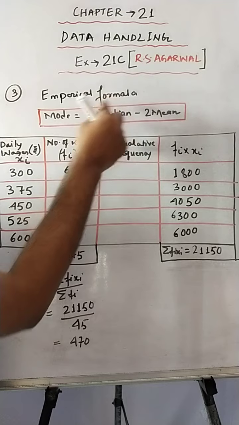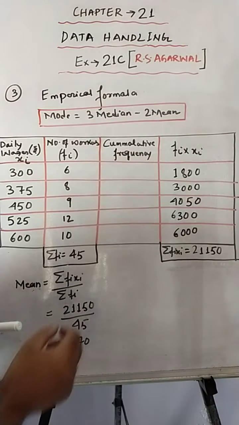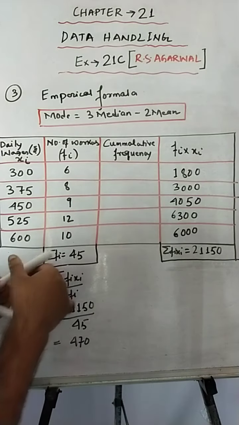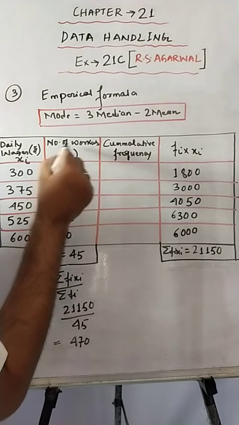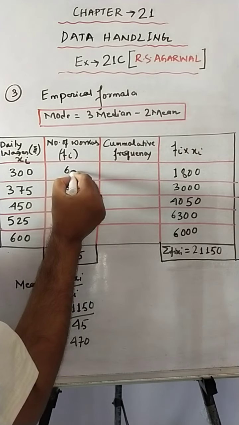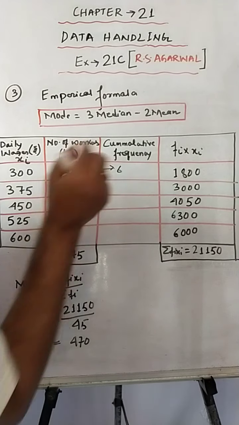Now we have to find out median. For median, we have to find the cumulative frequency. Now how to get the cumulative frequency? For this we have to use these values, that is the number of workers values. The first part we'll write as it is, that is, if it is written 6, then we will write 6.